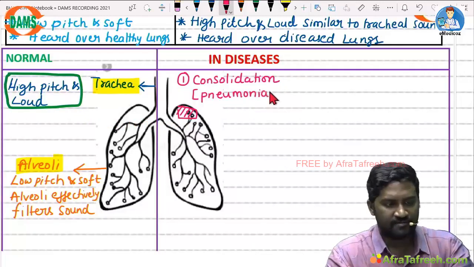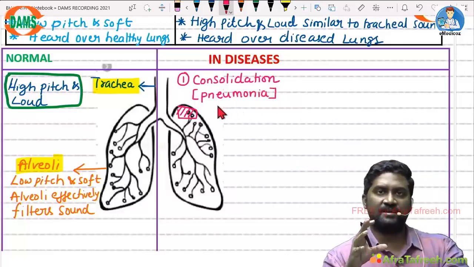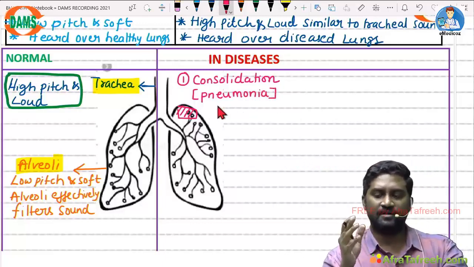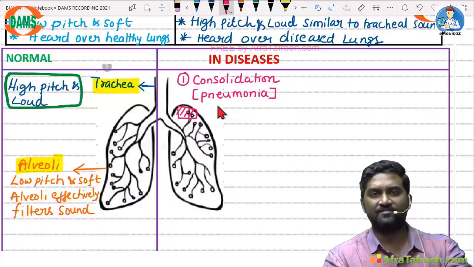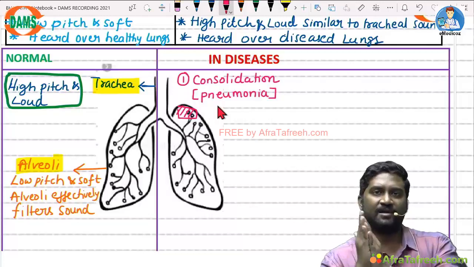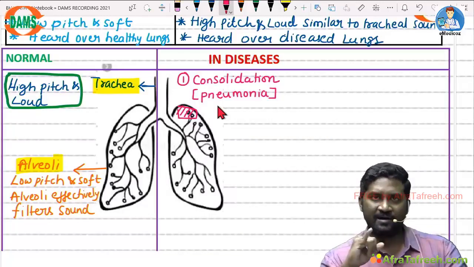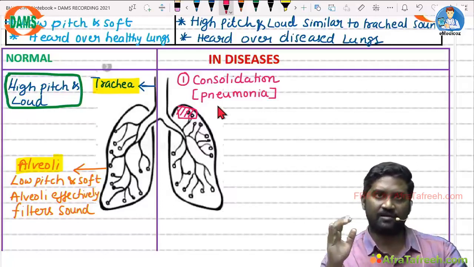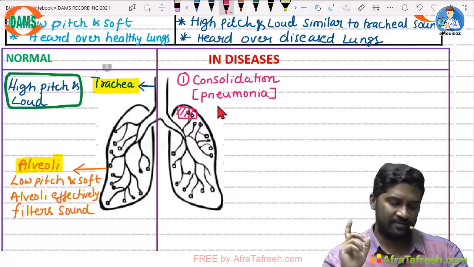Now what is consolidation specifically, students? You must know the pathological stages of pneumonia: stage of exudation, red hepatization, gray hepatization, resolution. What is meant by hepatization? Hepatization means your lung is becoming liver-like. Is the liver a solid organ or a gas-filled organ? It is solid. So your lung is becoming solid-like. Pathologically it is called hepatization; clinically it is called consolidation.